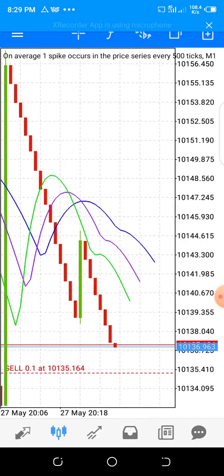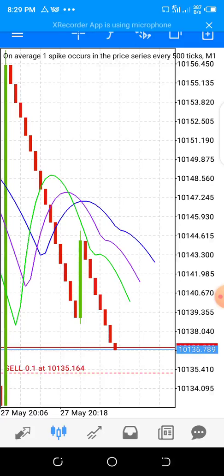So now going back to the M1, we can say that it is down, it is below the alligator, so we don't enter any trade over here until a spike happens. So now we wait.